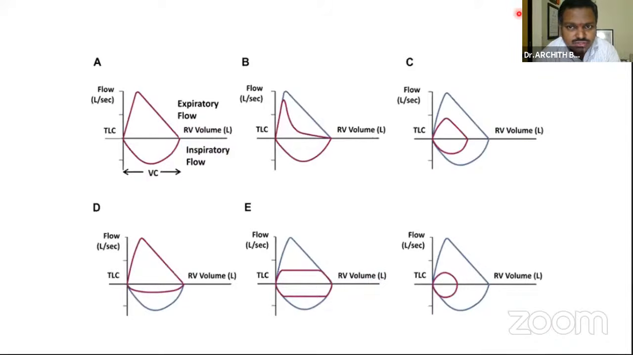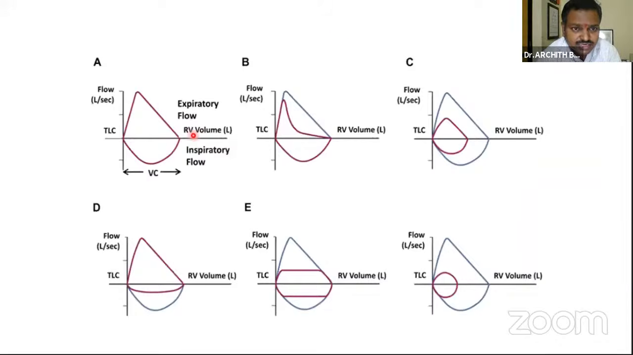The first one, all of you know, is normal. There is an inspiration, and this is how the inspiration would start, and you get this parabola sort of thing. Then the expiration would start, and you see that the majority of the expiration has happened within the first few moments, and after that there is a drop.